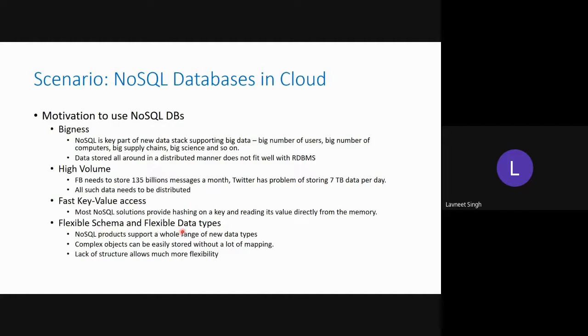Flexible schema and flexible data types. So this is also an important thing. Once the column or schema of an RDBMS is defined, it is very difficult to alter it. The incoming data has to meet the schema of a table for it to be possible to get into it, right?